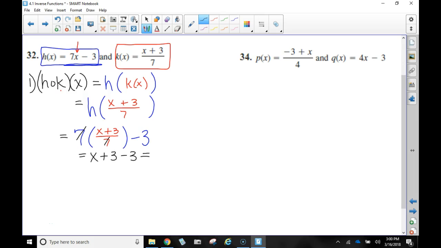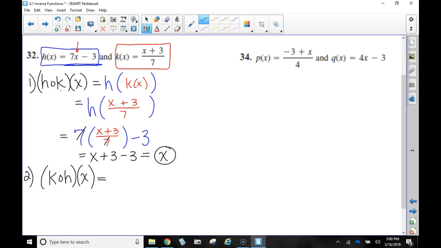What's x plus 3 minus 3? Right, that's just x. So we're halfway there, okay? Now, the other way we have to do this is the other way around. We've got to show that K composition H evaluated at x is also going to give us x, okay?